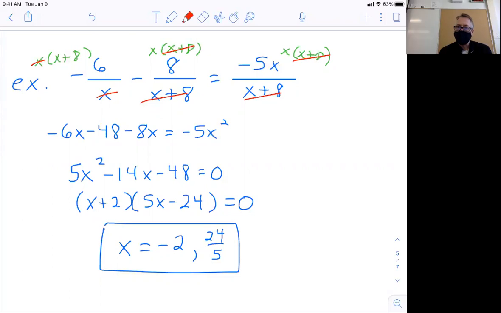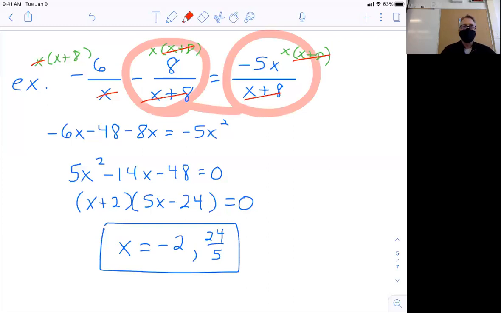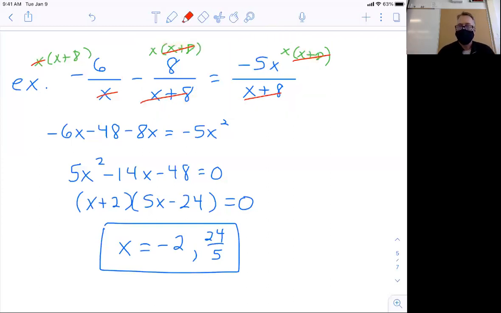So very good questions. I also have another question in the chat. Instead of multiplying everything by the common denominator, that student noticed that this and this were like terms, could you combine your like terms? Yes, of course, you could do that first. That would be perfectly fine. So great questions. Anything else?